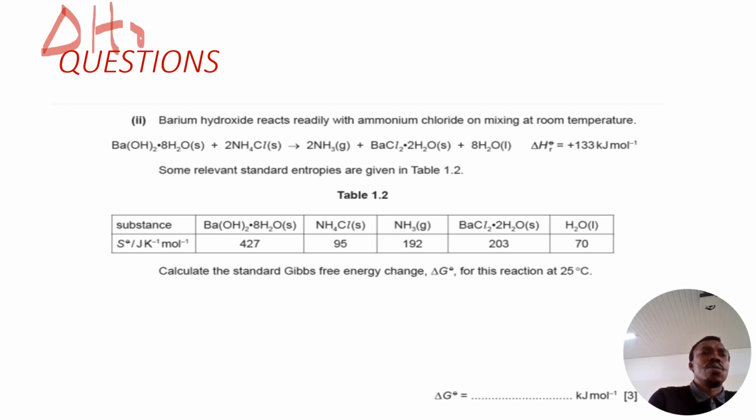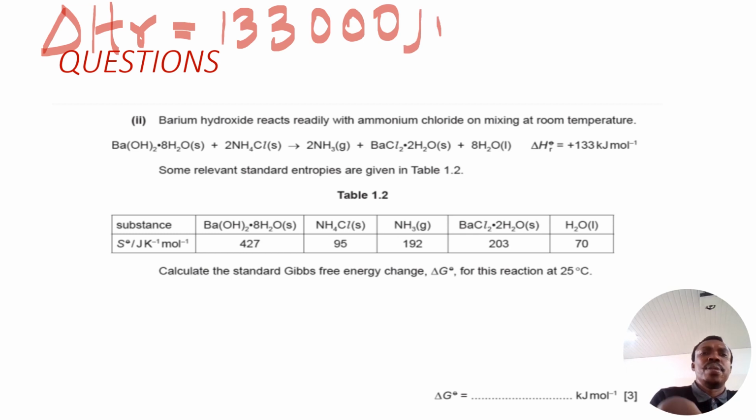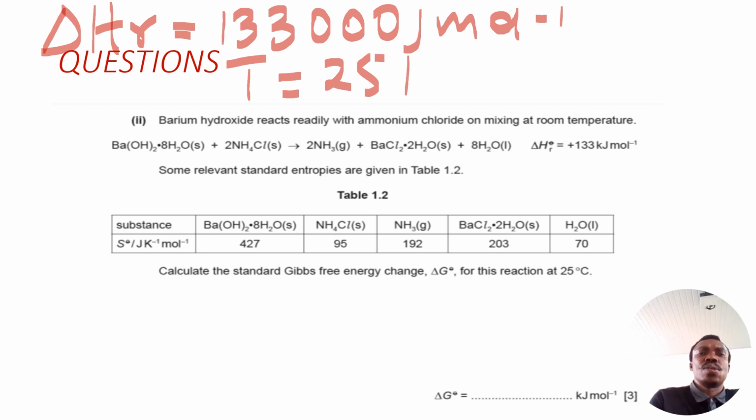The enthalpy of the reaction is in kilojoule per mole. We have to convert it to joule per mole, so you multiply by 1000. So you have 133,000 joule per mole as the enthalpy of the reaction. Then the temperature, you convert it to Kelvin, which is 25 plus 273. So you have 298 Kelvin.